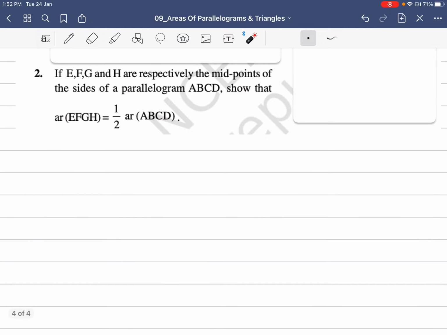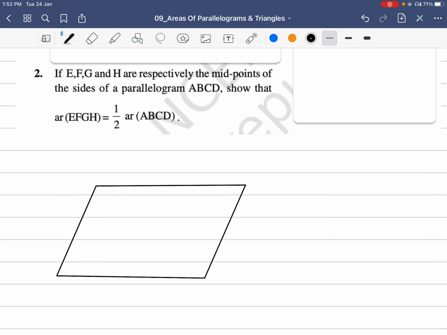So let's try to visualize the question that has been given to us. First of all, we need to draw a parallelogram ABCD. So I'm going to try to do that. This is our parallelogram ABCD. So let's name it A, B, C, and D. Okay. Now let's read the question. So if E, F, G, and H are the midpoints of the sides.